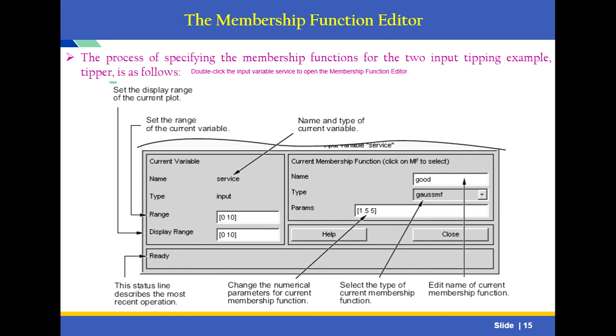Then the membership function editor. The process of specifying the membership functions for the two-input tipping example tipper is as follows. Double click on the input variable service to open the membership function editor. This is the membership function editor block, and the input is service. Then you can also select the rule, that is good or poor. The membership function editor also shows the status line, which describes the most recent operation. Then you change the parameter values, the numerical parameters for the current membership function. Then select the type of the current membership function. Then you can edit the name of the current membership function by using this fuzzy logic designer app.